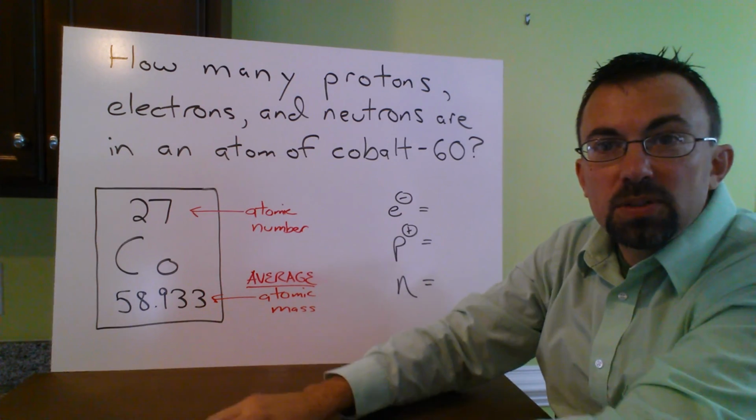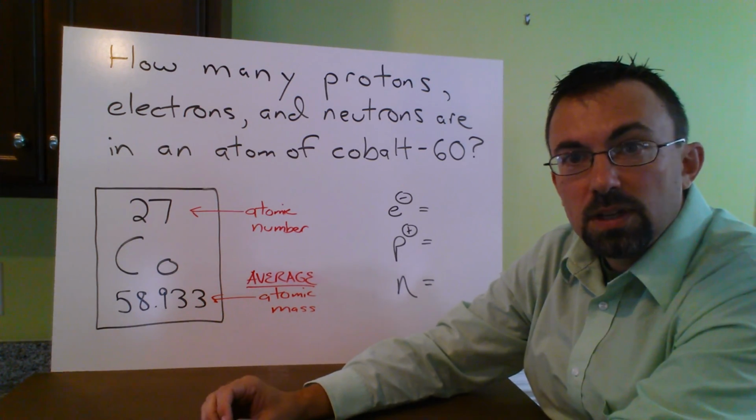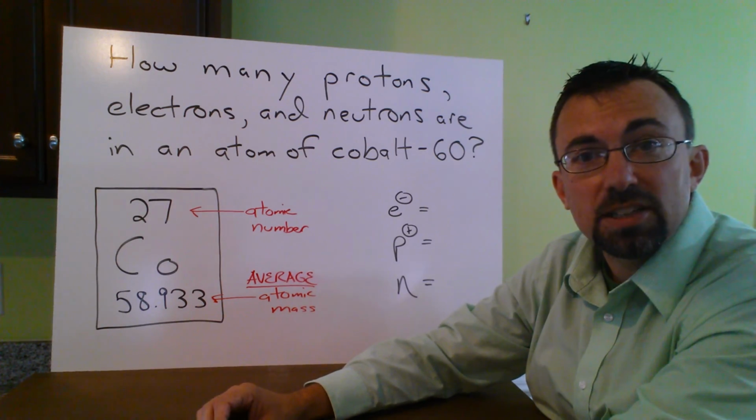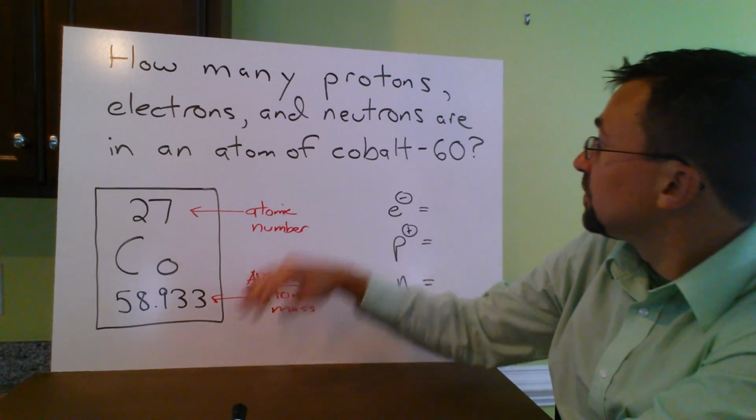As promised, how many protons, electrons, and neutrons are in an atom of cobalt-60, used to actually sterilize food, such as your eggs, so you don't get salmonella and puke? Those kind of ideas. All right, so cobalt-60.